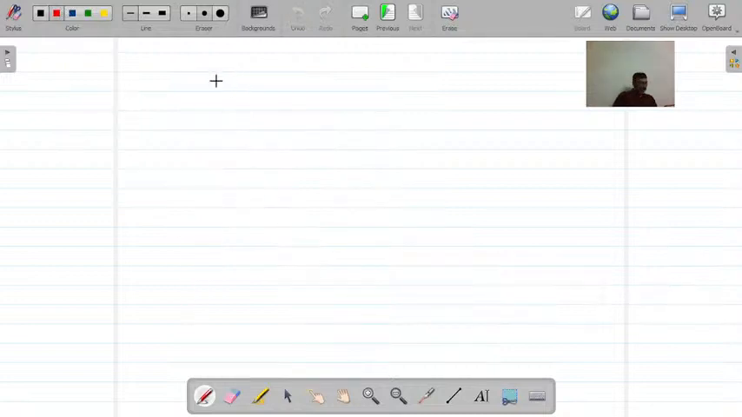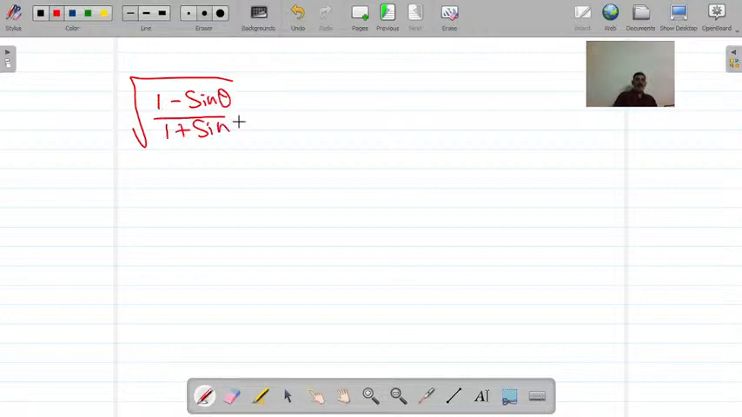Actually, even you will see sometimes questions like root of 1 minus sin theta by 1 plus sin theta. You are asked to show that it is equal to something like secant theta minus tan theta. How do we solve this? Is it not interesting? So simply first you start with LHS. Show that, prove that means the right hand side is the expected answer.